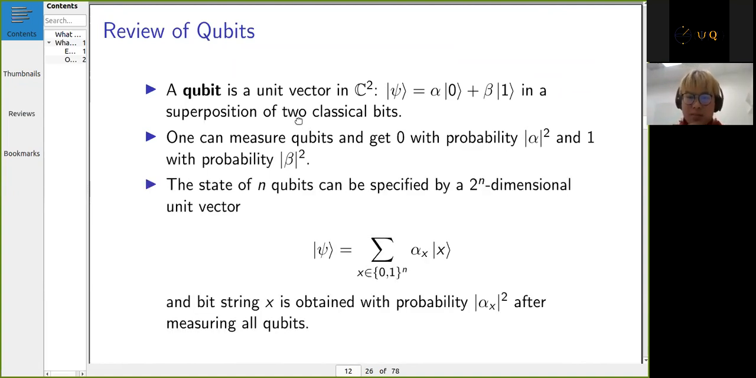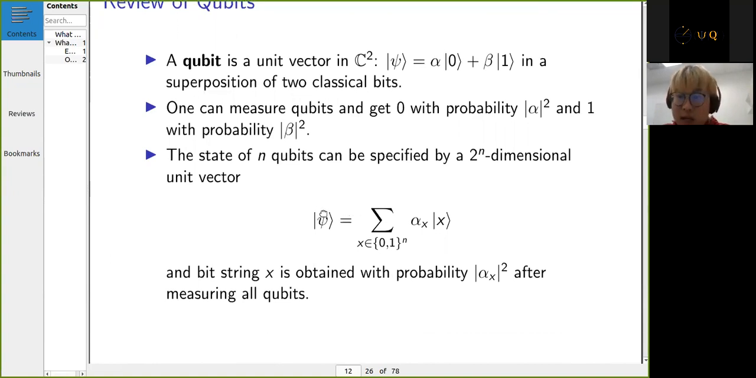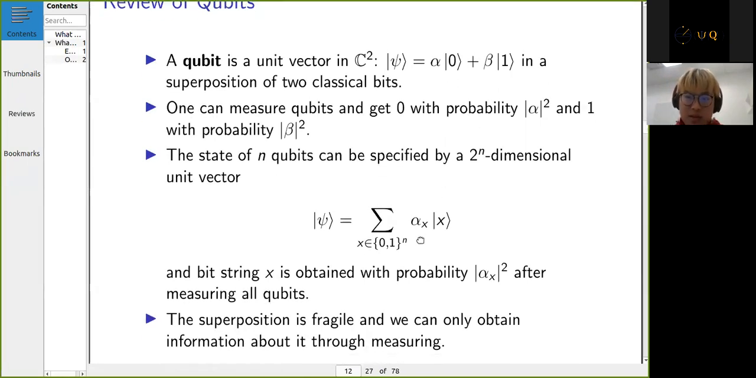And the state of n qubits is then specified by a 2 to the n dimensional vector, a superposition over all n-bit strings, and the same measurement rule tells us what state this superposition collapses to after the measurement. Importantly, this superposition is fragile. Even though it might be supported on exponentially many states, at any one time, we can only observe one of them, which makes the design of quantum algorithms a very delicate process.